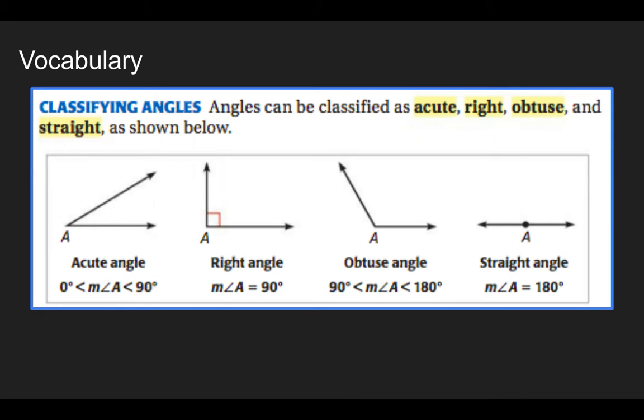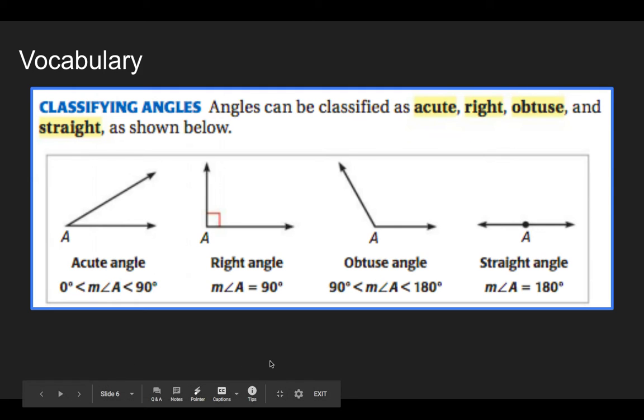Okay, if you did not pause the video and take notes on the different kinds of angles, you can see here that I have shown you how to classify angles by acute, right, obtuse, and straight, assuming that you remember what complementary and supplementary mean. If not, go back to the previous slide and take notes on the video.